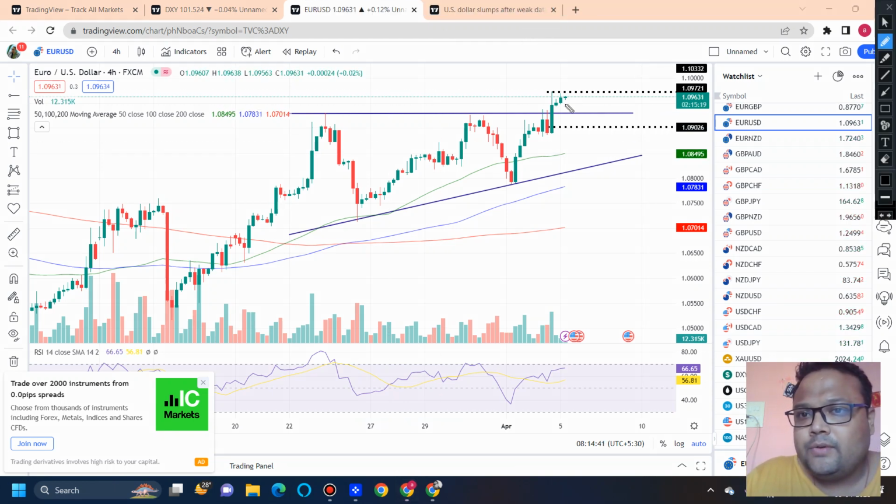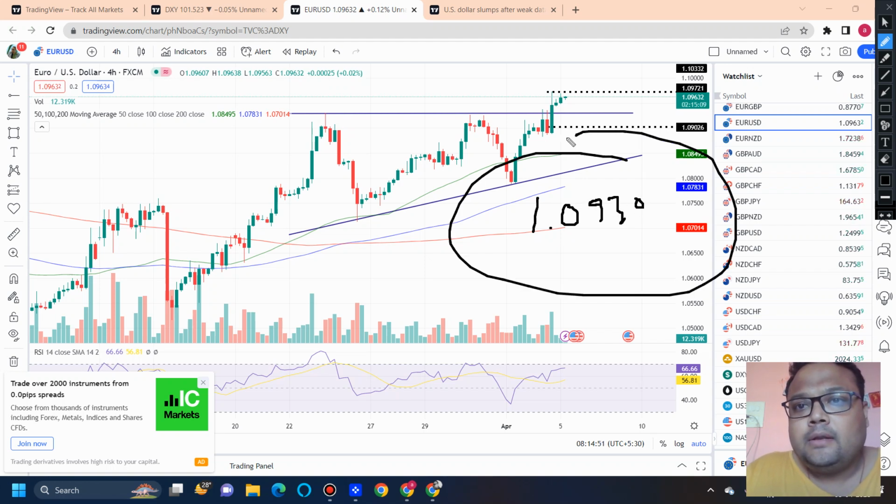So in this market situation, when the market is standing at 1.0963, wait for the market to come down. The first level we have is around 1.0930. Around this level, there's a high chance the market will get some support. Instead of the 4 hour time frame, you can switch to the 1 hour time frame and just observe the market.